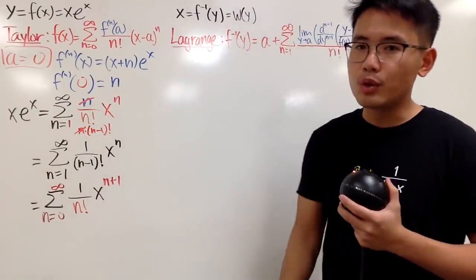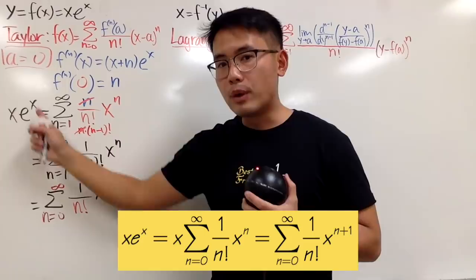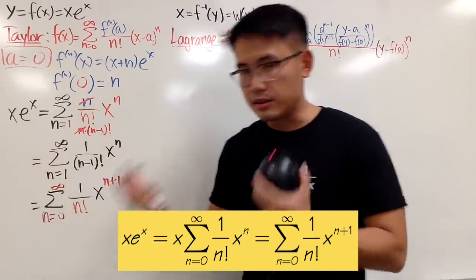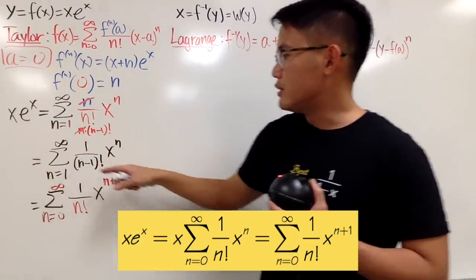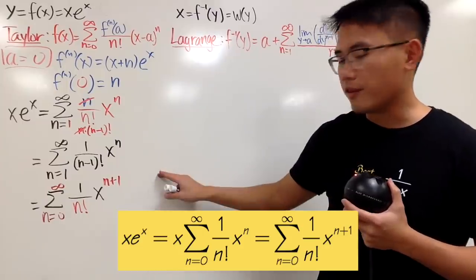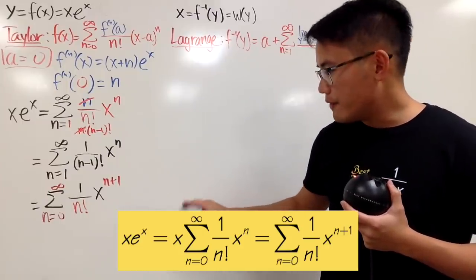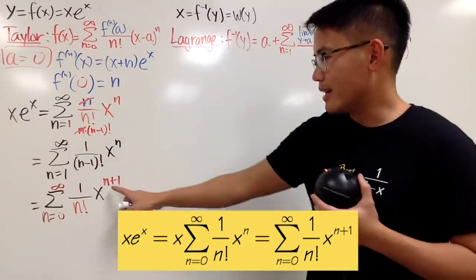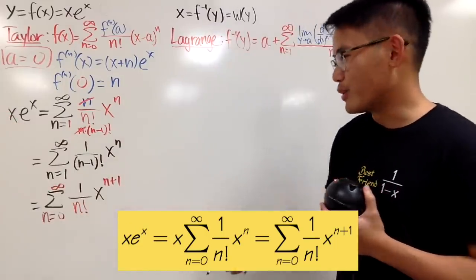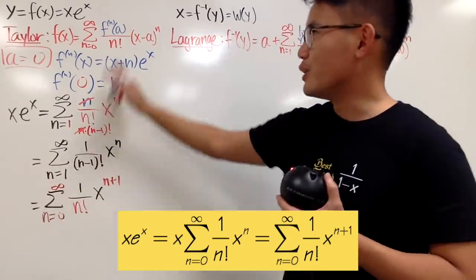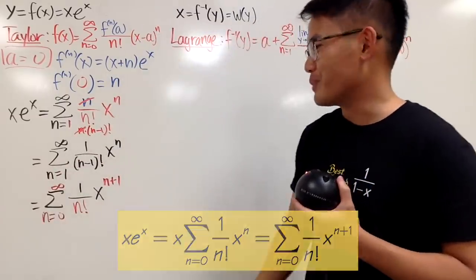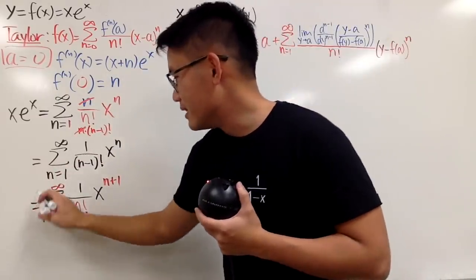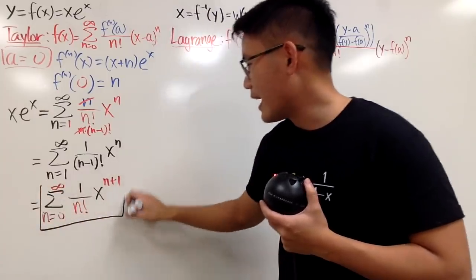In fact, another way to do it is you can look at the power series of e to the x at 0, and then you will see it's just the sum when n goes from 0 to infinity, 1 over n factorial times x to the nth power, and then you multiply by x. So you get plus 1 right here. That's a quick way to do it. But I just want to show you guys how to utilize this formula right here. So we are done. This is my series for that.